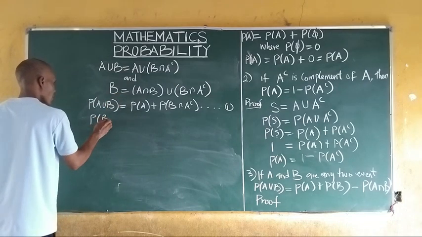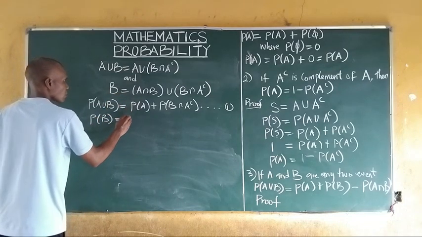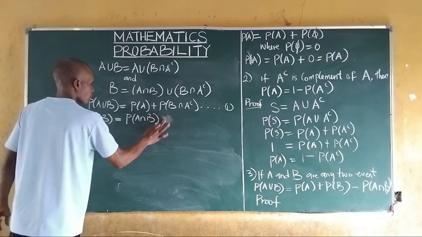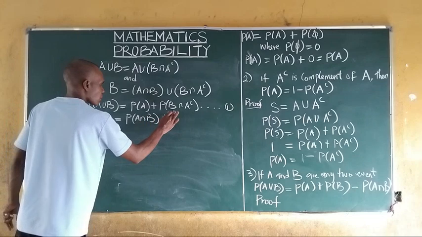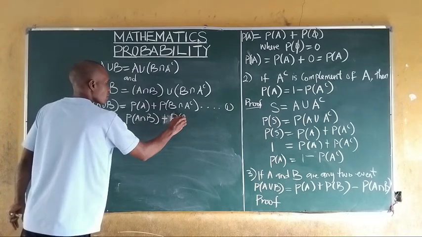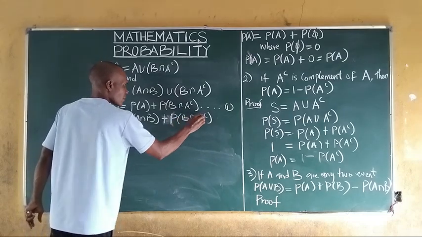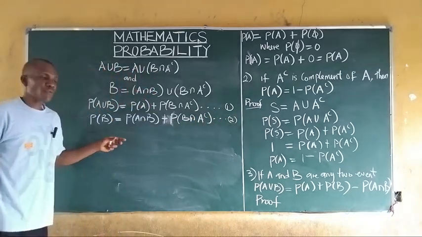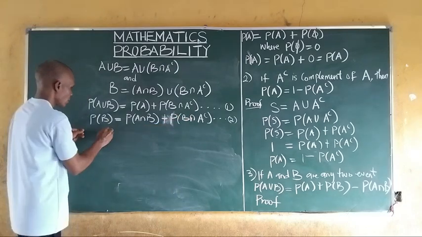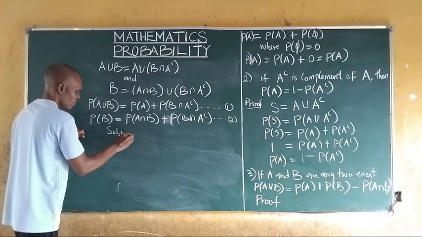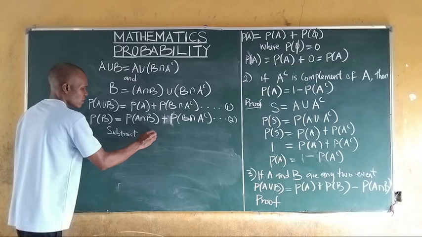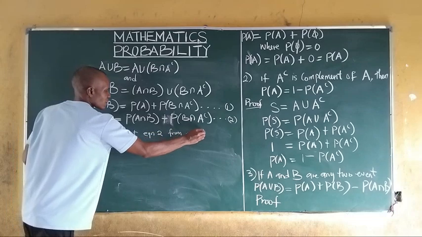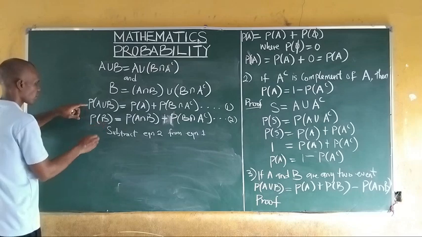Also, the probability of B is equal to the probability of A intersection B plus the probability of B intersection A complement. We take this as our equation 2. So all we need to do is subtract equation 2 from equation 1. We have this minus this.